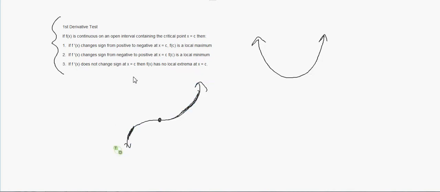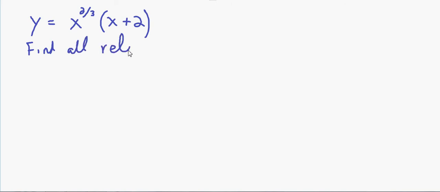Let's look at a couple examples. That's going to make it a lot more obvious for us here. So let's try a happy function. In blue, why not? Let's try y is equal to x to the 2/3 times x plus 2. Why not? Okay. The question will be, here's a function, find all relative extrema.